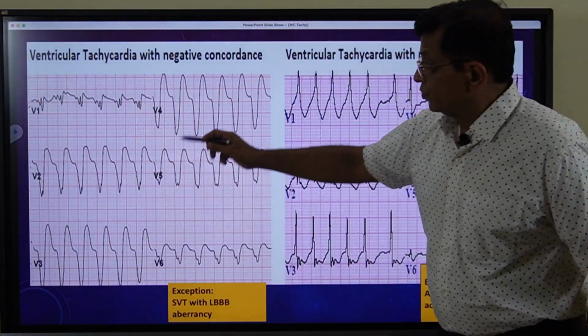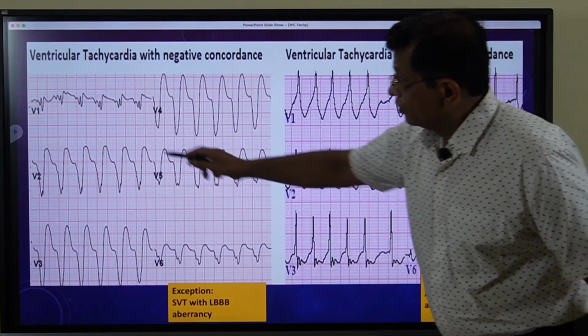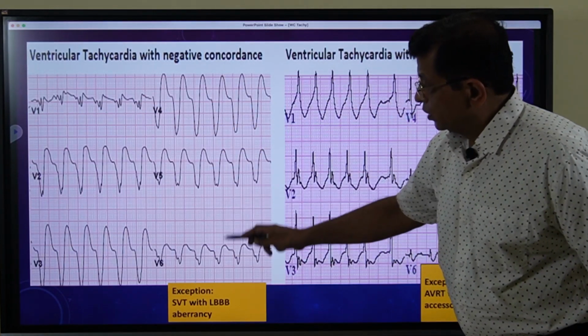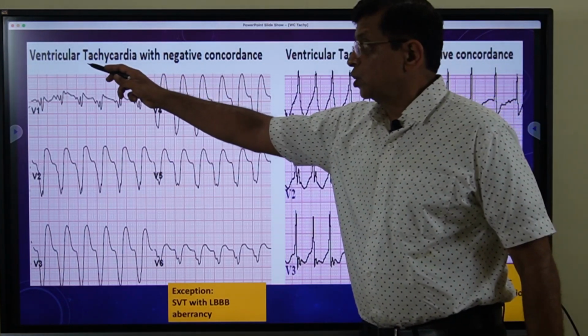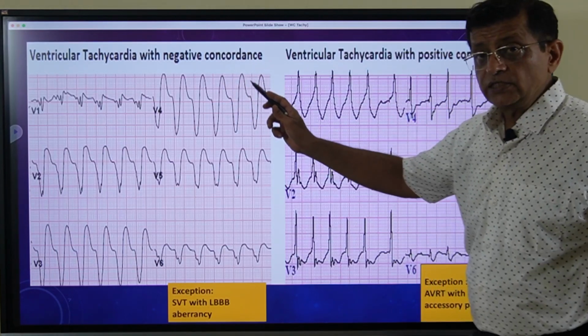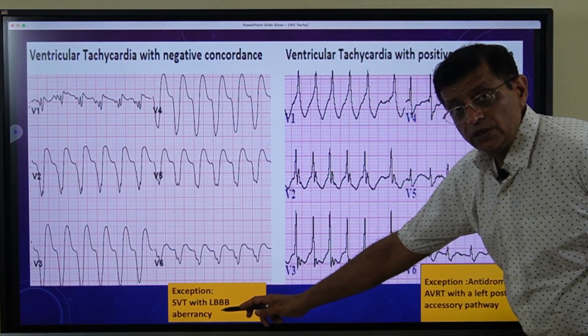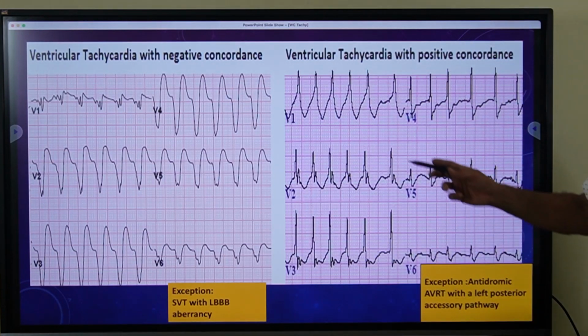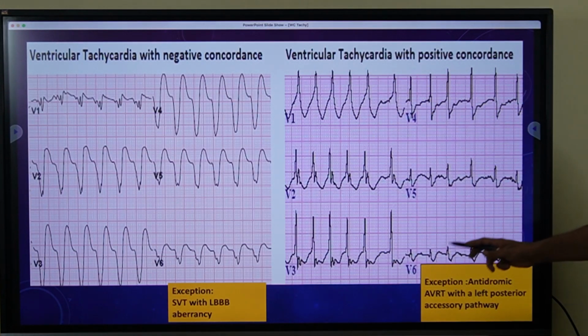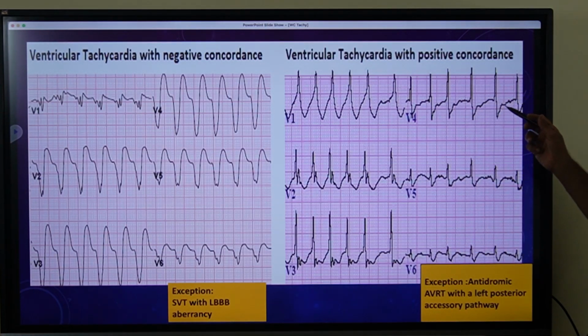Here you can see all the complexes are negative, right from V1 to V6. The monophasic negative complexes, broad wide QRS tachycardia. So this is called negative concordance, and this is likely to be VT. Exception is SVT with LBBB aberrancy. And this is positive concordance, right from V1 to V6 all the leads are showing tall R waves. So this is again likely to be VT. Exception is antidromic AVRT with left posterior accessory pathway.